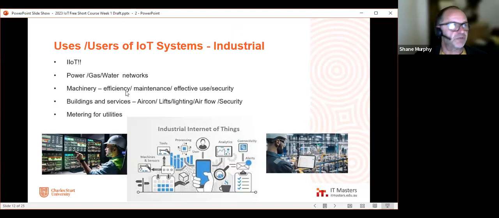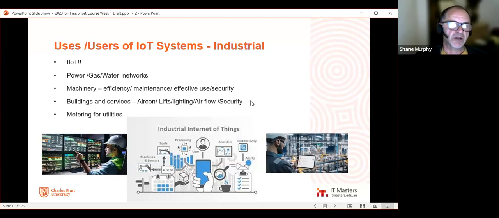They're used for machinery, for efficiency, for maintenance, for effective use, and for security as well, to stop people getting into the machines. And buildings and services. We've got security guys. Often a commercial building in the center of a CBD these days is harder to get into than Fort Knox, honestly. You have to sign in, you get a tag, you pop it against the pass reader, and they let you in. Airflow, lighting, lifts, a lot of that is about saving power by using those things more effectively and efficiently, directing hot air to the coolest parts of the building rather than just trying to warm up one spot.